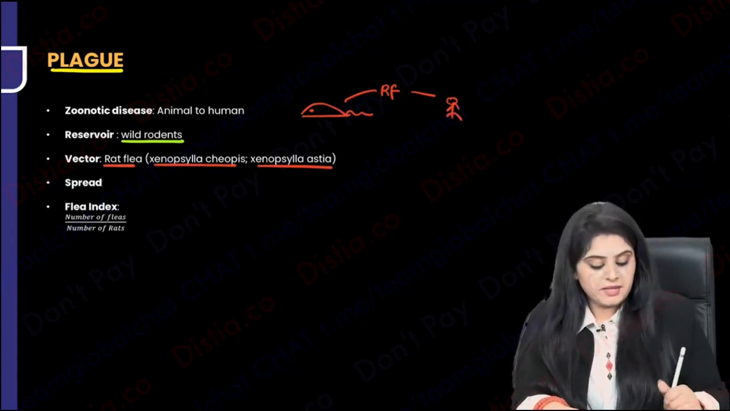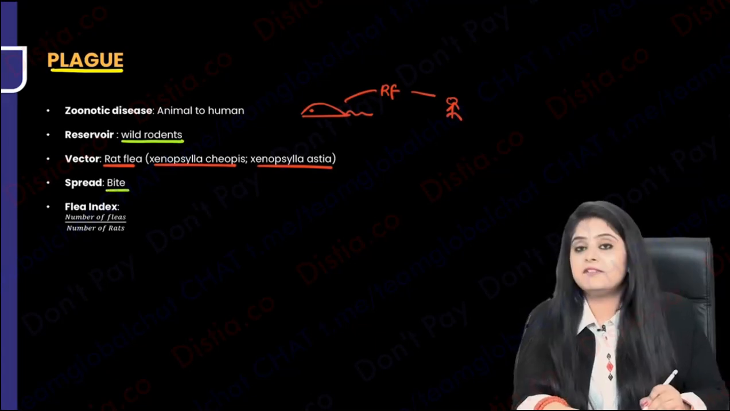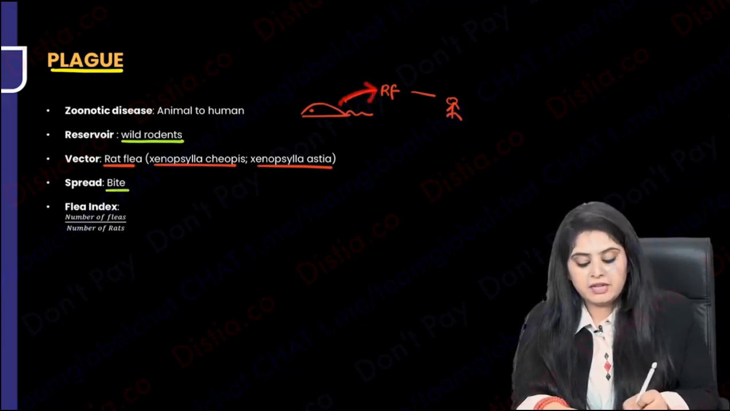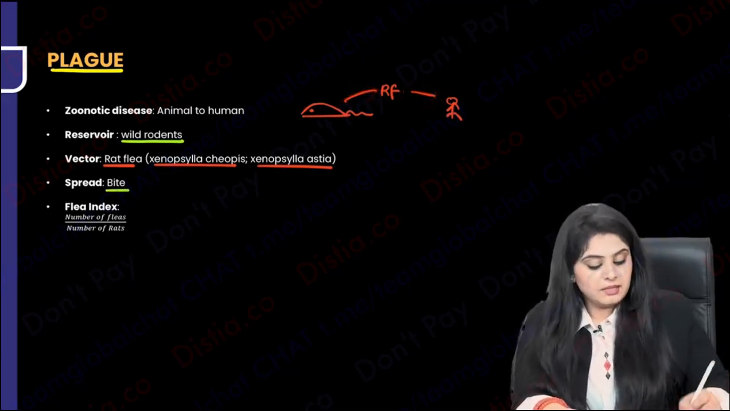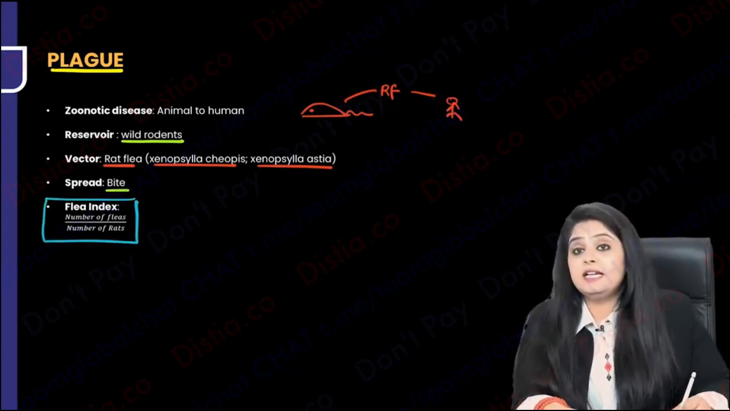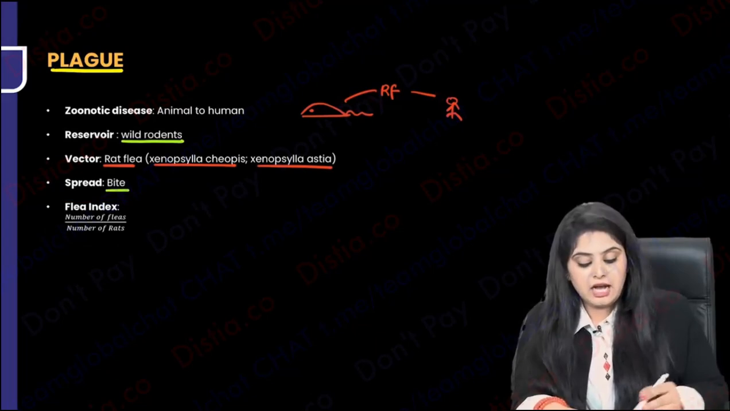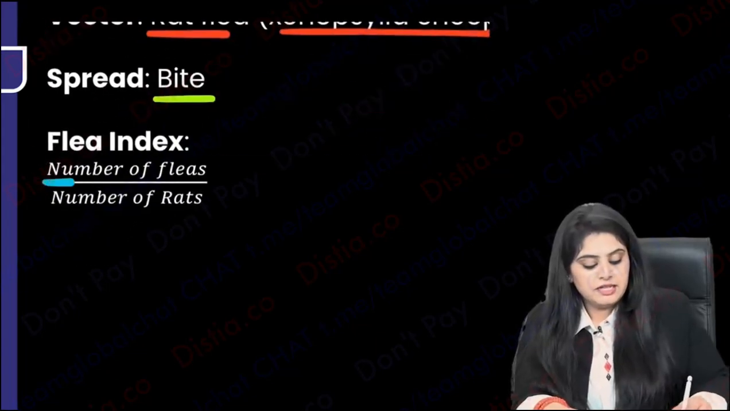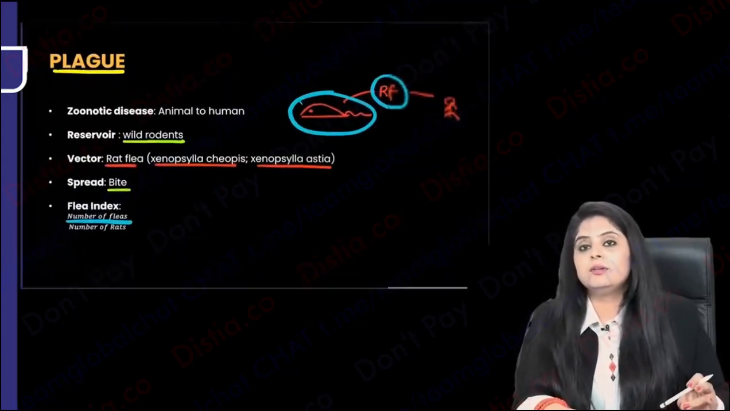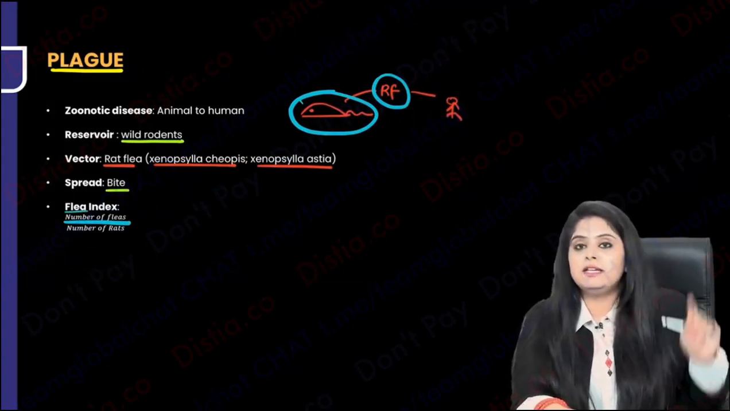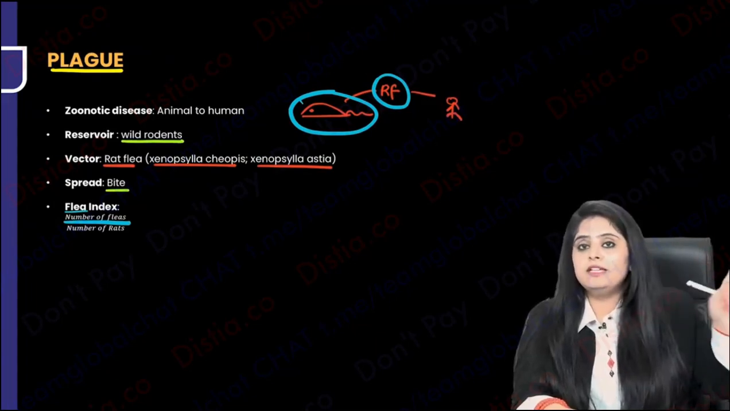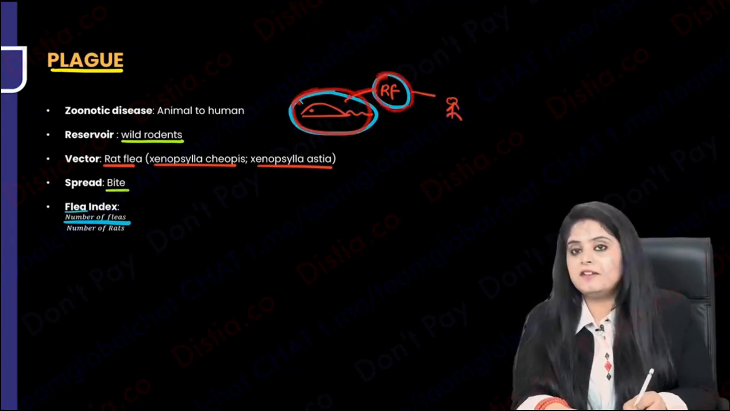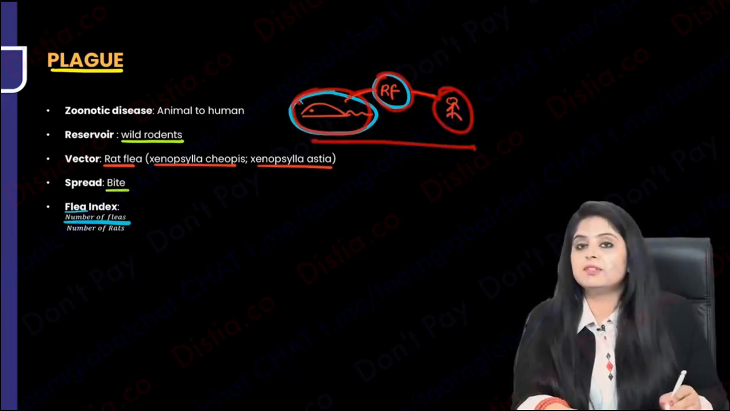So how does it spread? I hope you know it is basically by the bite of a rat flea. I'll tell you the entire organism's life cycle, how the rat flea takes it from the rat and gives it to humans. But in PSM, you do the rat flea index. What is the rat flea index? It tells you how many fleas are present for how many rats. So the number of fleas divided by the number of rats is the flea index. Keep fleas in the numerator and rats in the denominator. So simple: the reservoir is the rat, the vector is the rat flea, and it comes and gives it to humans, so it becomes a zoonotic disease.